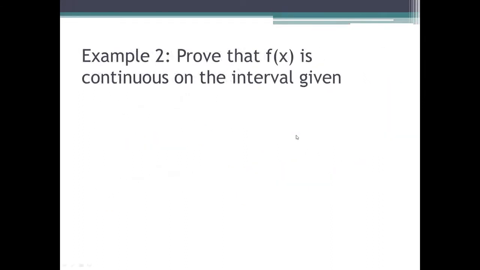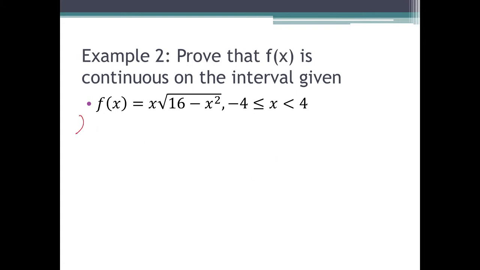Alright, to prove that f of x is continuous on the interval that is given. Here's a function: x times the square root of 16 minus x squared on the interval of negative 4 to 4. Prove that it is continuous on this particular interval. Remember, to prove something is continuous, the limit as x goes to a of f of x must equal f of a. So basically this is saying, will f of a exist for all values of a?